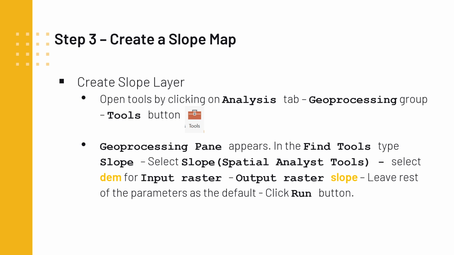So how do you create the slope layer? You're going to start by going to the Analysis tab, going to the Geoprocessing group, and picking the Tools button. You're going to notice the Geoprocessing pane appears on the right side. In the Find Tools, I want you to type Slope. Then you're going to select the Slope Spatial Analyst tools. In the new tool that opens up, enter DEM for the input raster, and for the output raster, type in Slope. Leave the rest of the parameters as default and click OK.